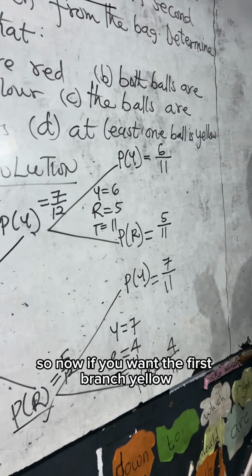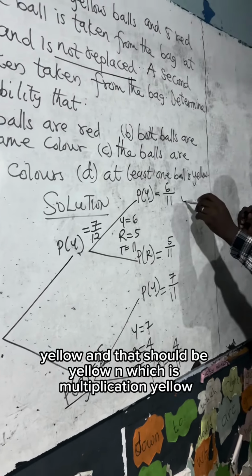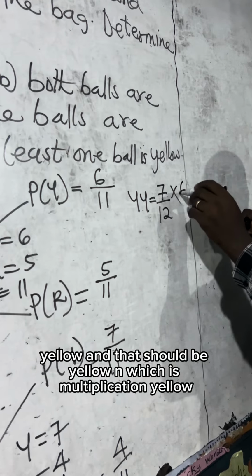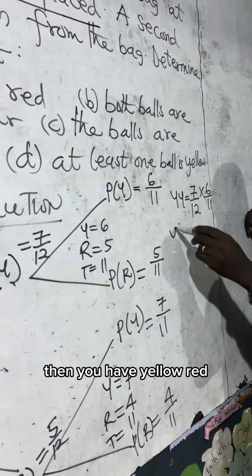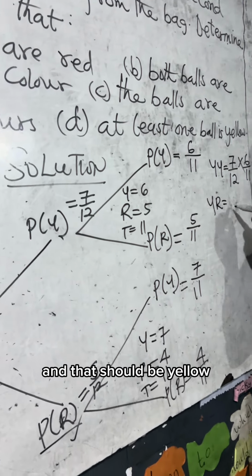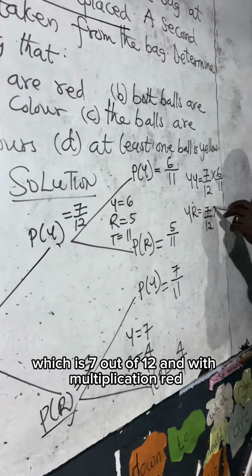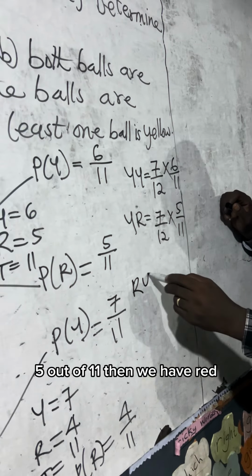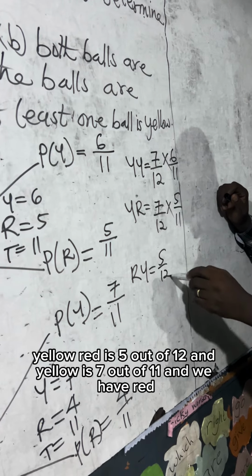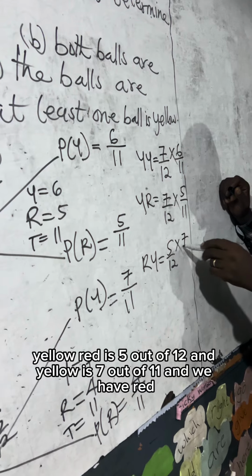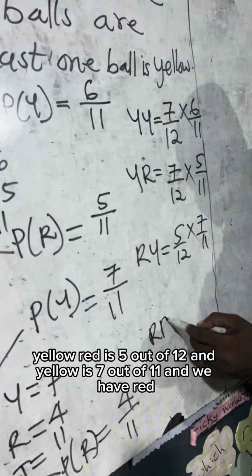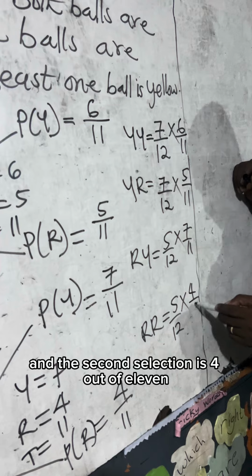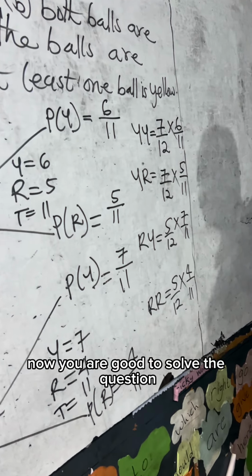So now, if you want the first branch, yellow, yellow, that is multiplication. Then you have yellow red, which is 7 out of 12 multiplied by red 5 out of 11. Then we have red yellow, red which is 5 out of 12 and yellow which is 7 out of 11. And we'll have red which is 5 out of 12 for the first selection, and the second selection is 4 out of 11. Now you are good to solve the question.